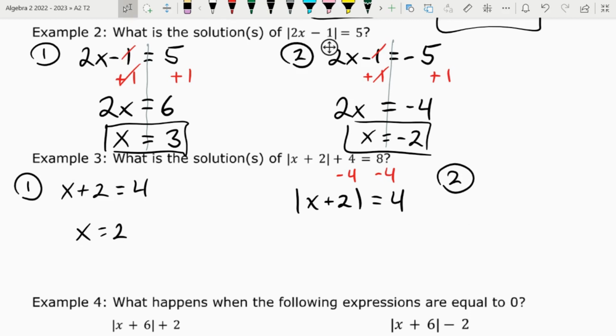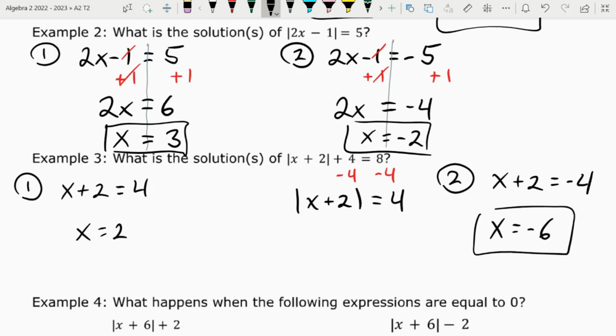And the second scenario where x plus 2 equals negative 4, in which case x would have to be negative 6. Okay, so it's all about looking at both of those scenarios.